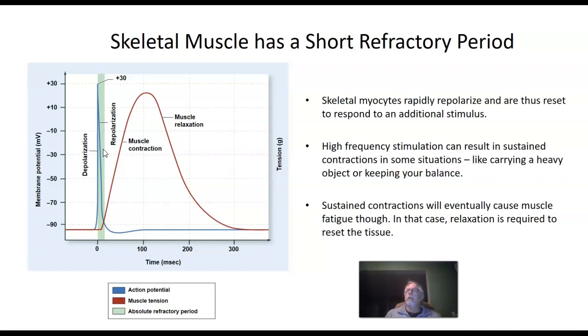Now, the heart, we don't really want it to have a sustained contraction. The heart functions as a pump, and so a sustained contraction of the heart would not be a pumping action. It would basically be frozen in a contraction state. So what we want the heart to do is to contract and then relax. During the relaxation period, it can refill with blood, and then it contracts again to pump the blood back out again.